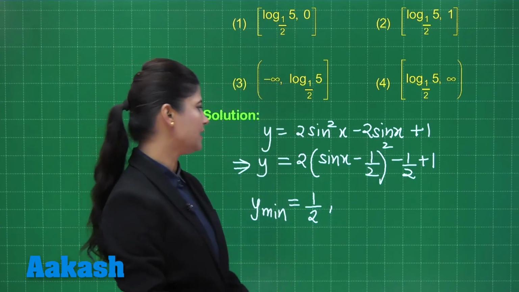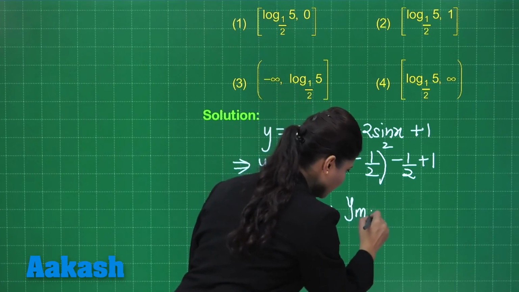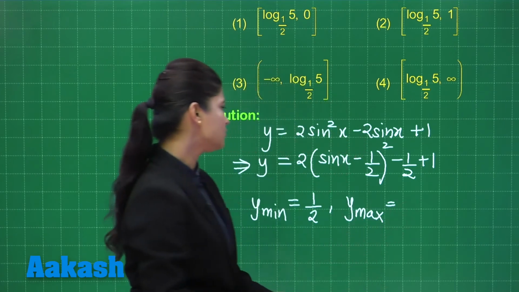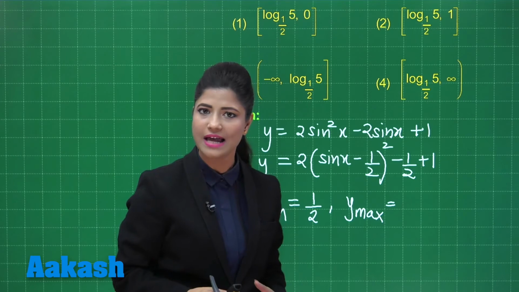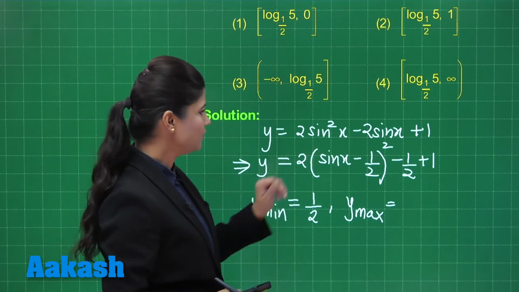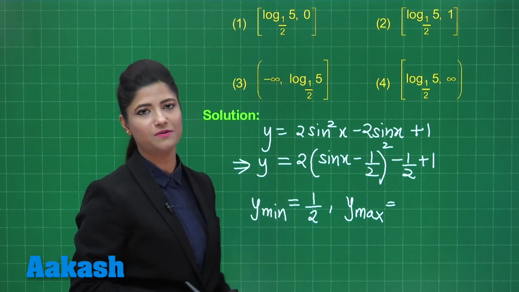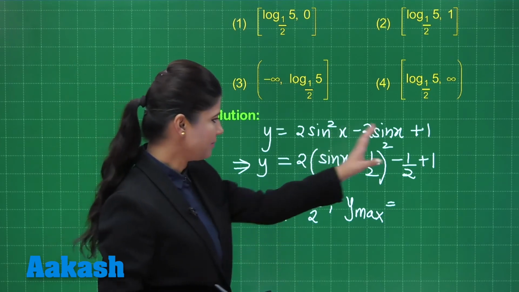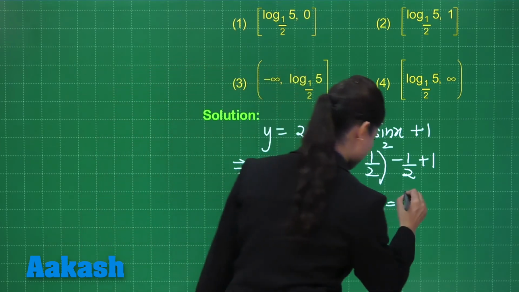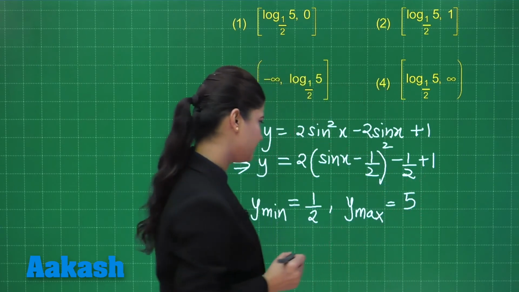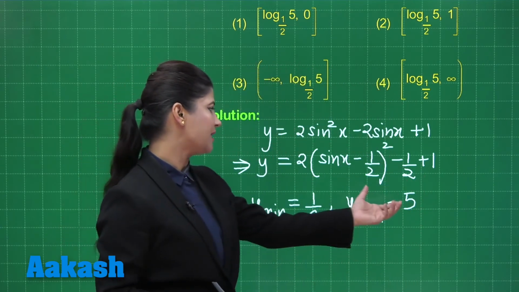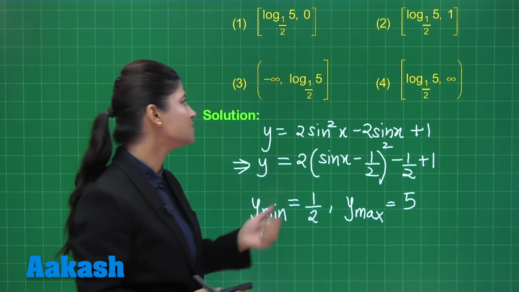The next possible case is to obtain the maximum value of this. Now that also depends on this quantity. When the value of sine x will be minus 1, then you will obtain here minus 3 by 2 square, that is 9 by 4. Twice of that gives me 9 by 2. 9 by 2 plus 1 by 2 results in the maximum possible value as 5. So y has a maximum possible value of 5 and a minimum of 1 by 2.